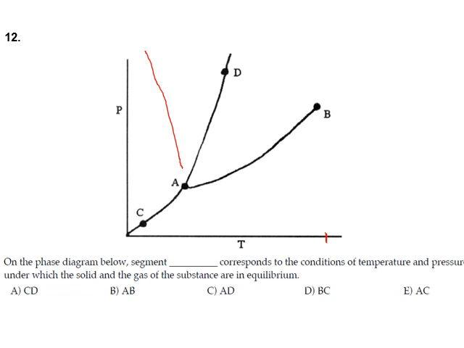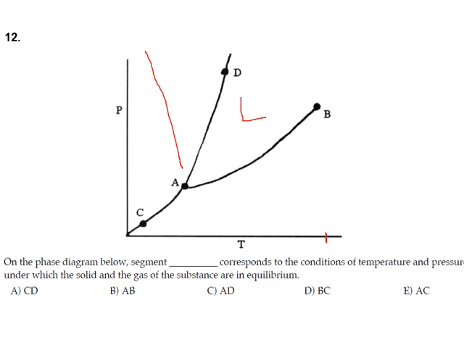The line between A and D is what? It's the line between solid and liquid. So remember, liquid always goes in the middle. The line between A and B is going to be the line between liquid and gas. The line between A and C is going to be the line between solid and gas. What did we leave out?